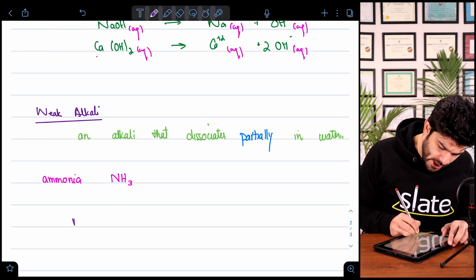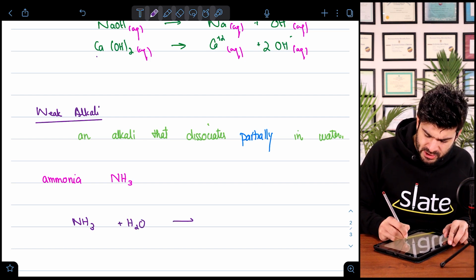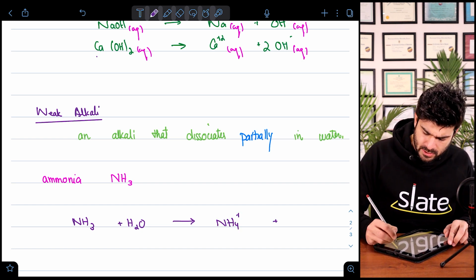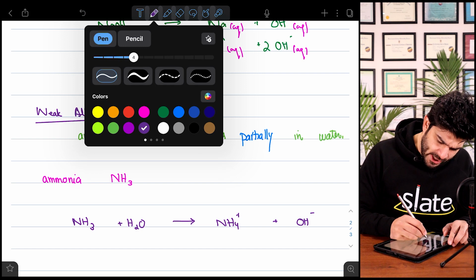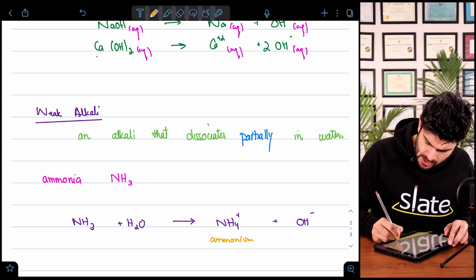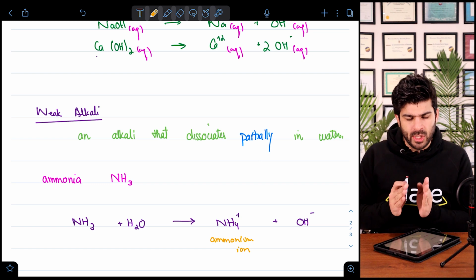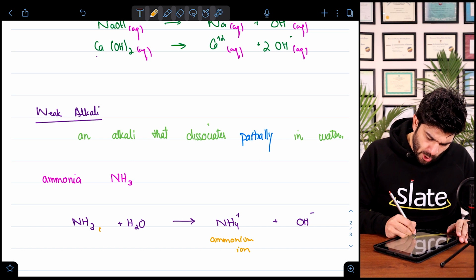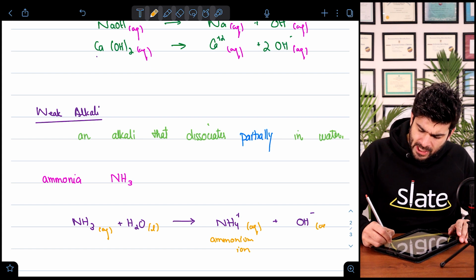Because when you dissolve ammonia in water, a reaction will take place. You will get NH4 plus and OH minus ions. NH4 is an ammonium ion. And remember, all ammonium salts, where ammonium is present as a cation, are water soluble. Anyhow, so ammonia is a water soluble base. This is water as a liquid. So this is the ammonium ion and this is the hydroxide ion.